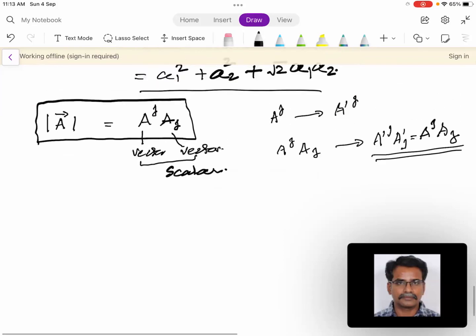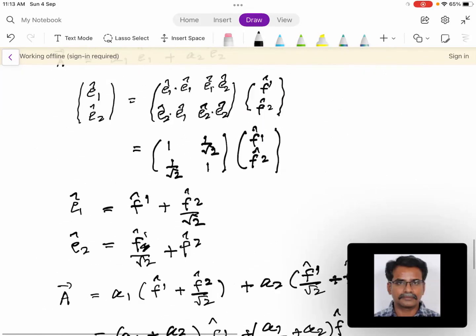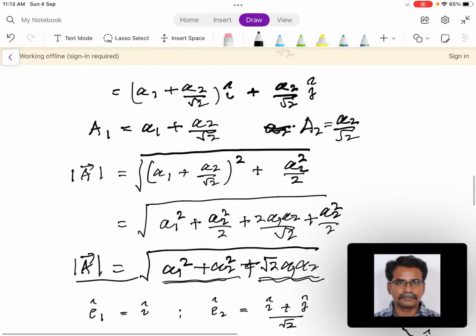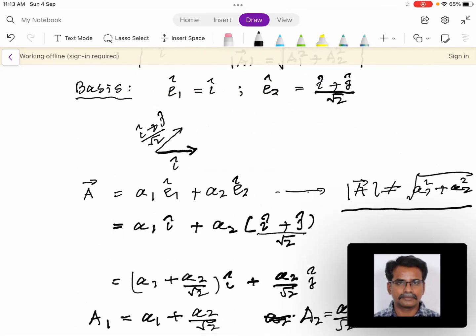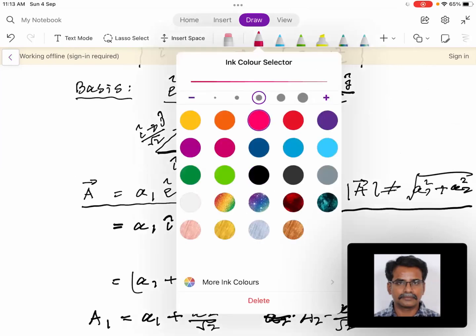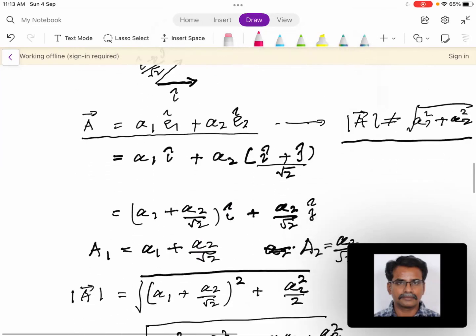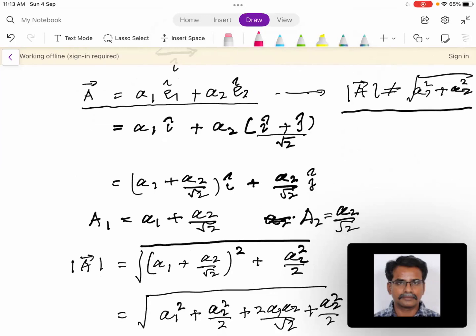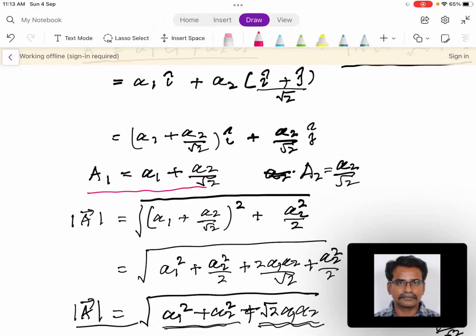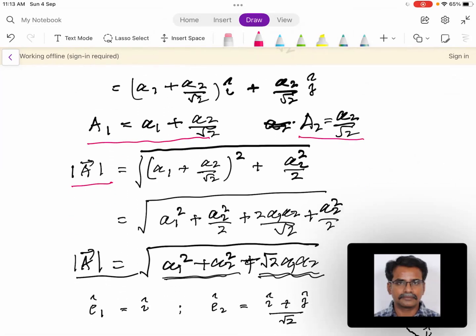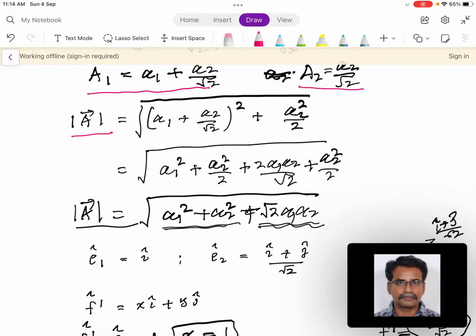Okay, so I just worked with the two-dimensional vector here. Let me go through this once again. I started with the definition of vectors like this one, and I represented this vector A in terms of E1, E2 like this. Since I defined E1, E2, I first tried to represent this in i, j. Then A1 is this and A2 is this. So the modulus of A I can find as the square of this plus the square of this, because i and j are orthogonal. So I get this expression.